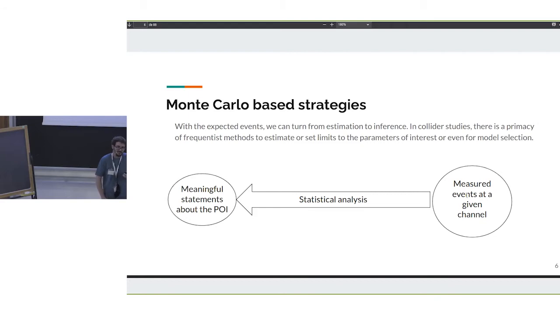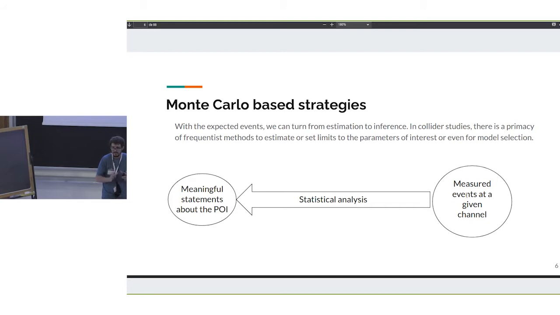But usually what we want to do is the opposite. Now we have the measured events at a given channel, and we want to translate these measured events to a meaningful statement about the parameters of interest of our hypothesis. That is, we can go, using these expected events, from estimation to inference. And here in collider studies, I like to emphasize that we usually talk about frequentist methods to try to get these statements about the parameter of interest.